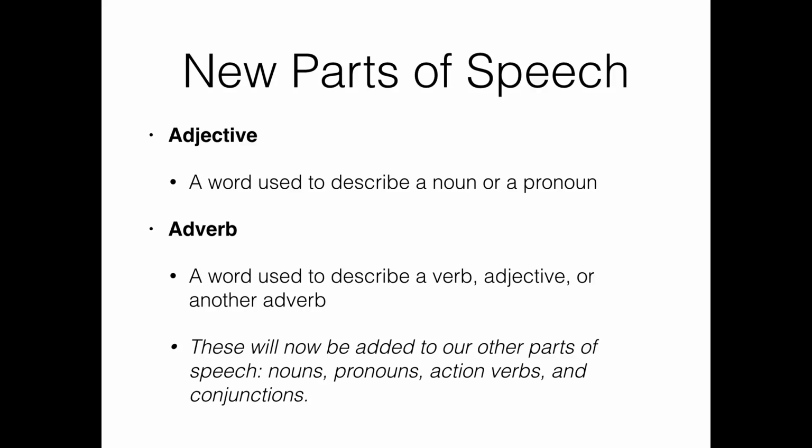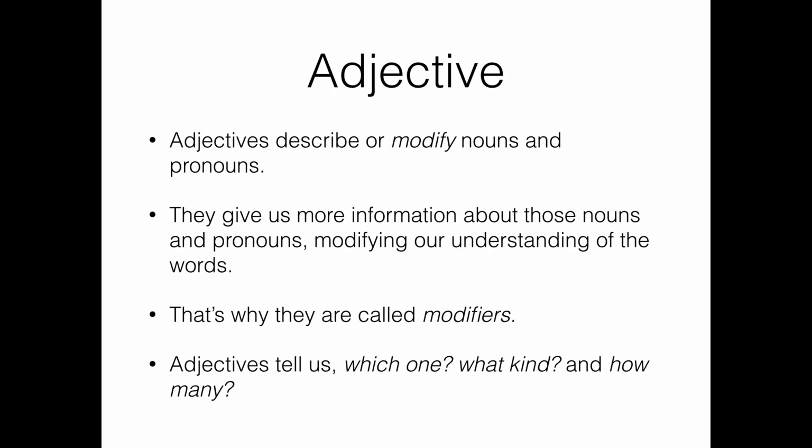So far we've covered nouns. Remember there's common and proper nouns. Pronouns, which replace nouns, like he, she, it, they, them, that kind of thing. Action verbs and conjunctions. We talked about coordinating conjunctions, but there are, of course, also correlative and subordinating conjunctions. We'll get to those later.